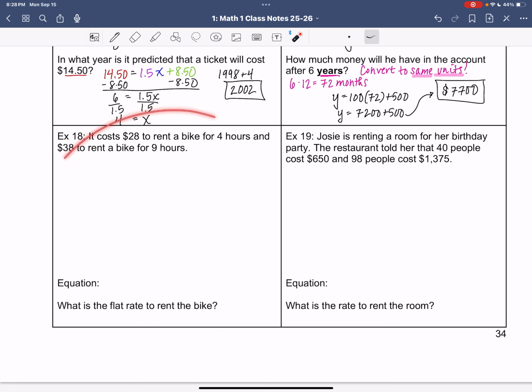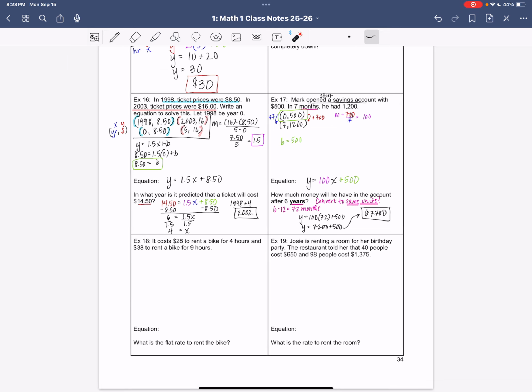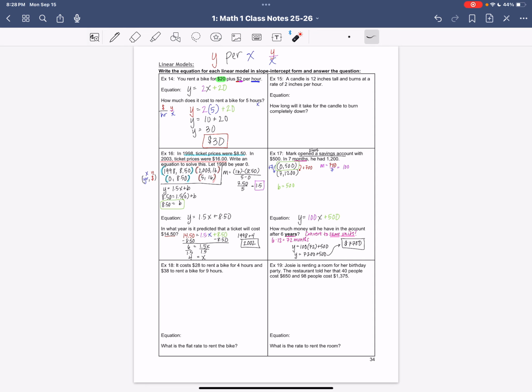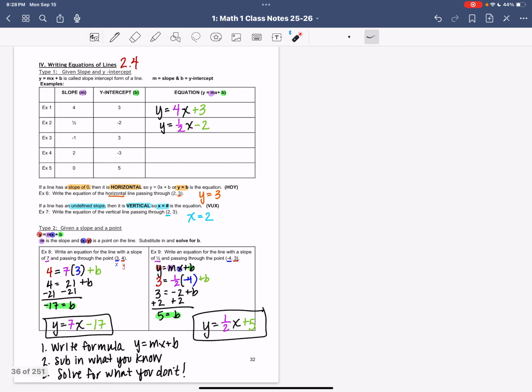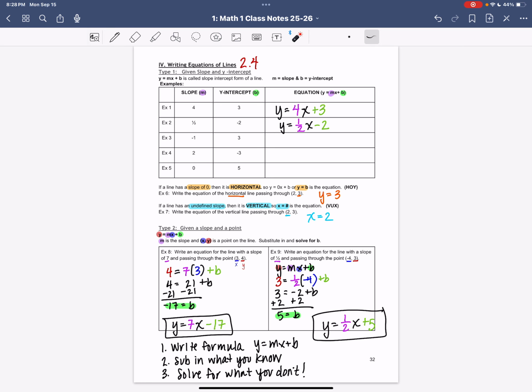All right. I want you to try this one, and I want you to try this one. So remember, think of information that's related and set up ordered pairs if you need to. And that is writing equations of lines.